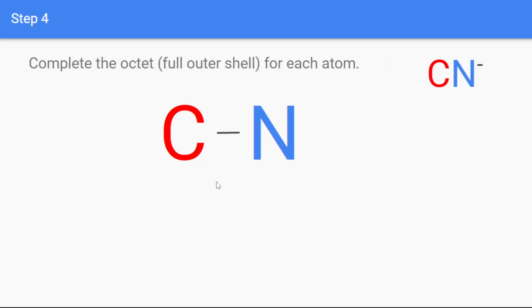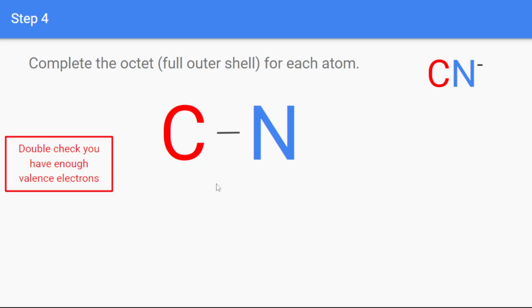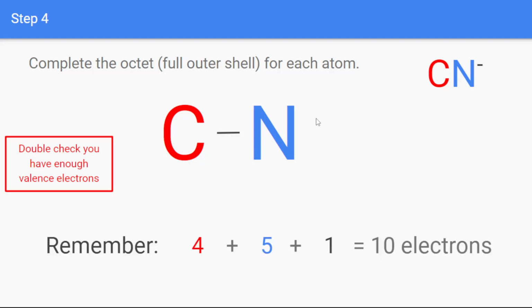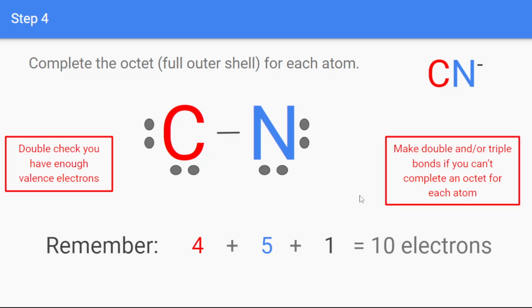We complete the octet. Remember, it was a total of 10 electrons, so we'll put 10 in here and see what happens. 2, 4, 6, 8, 10. Good, but guess what? Our octets are not complete. So we're going to do a trick. We're going to use double and/or triple bonds to complete the octets. So we take electrons from either atom or both and make a bond out of it.